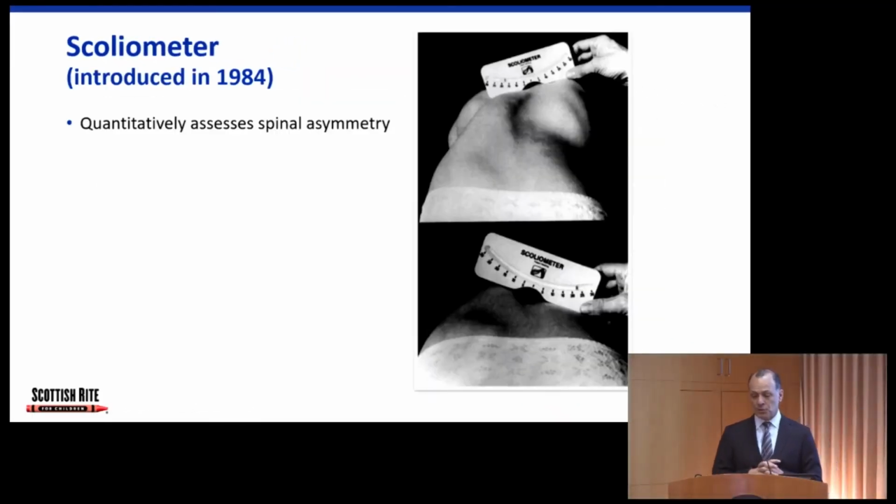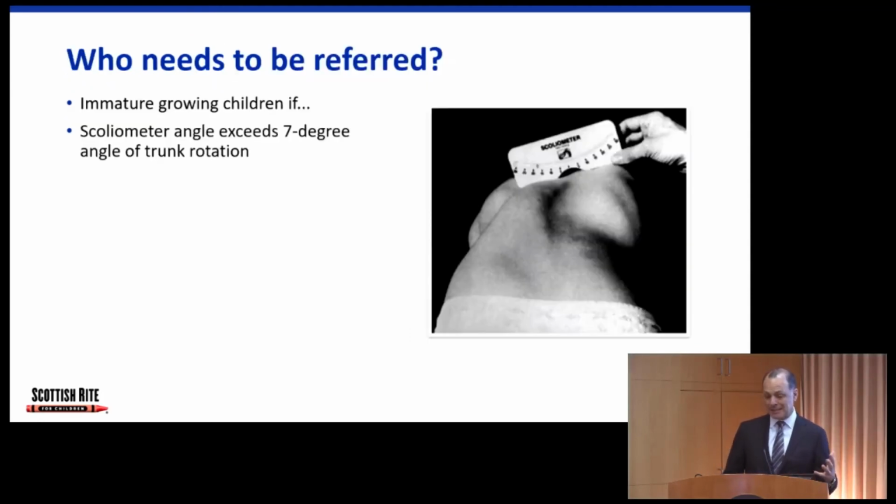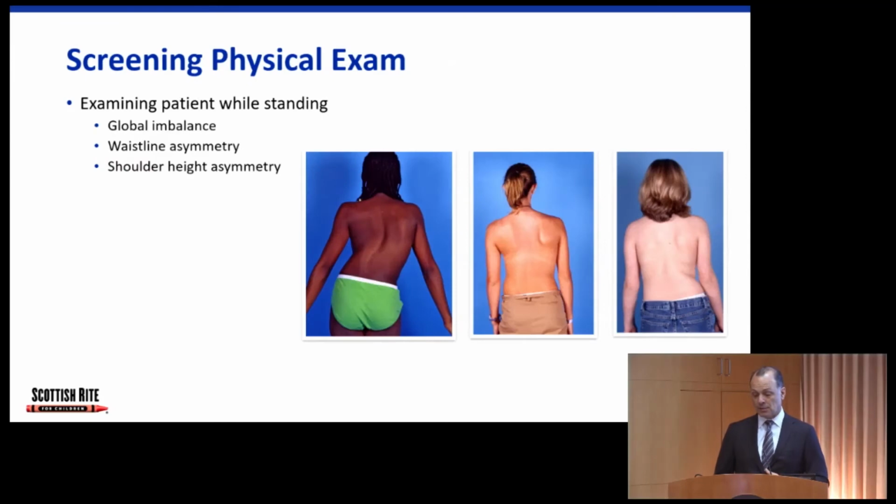So the scoliometer we talked about was introduced in 1984. It's really a quantitative way to measure the rotational aspect of scoliosis. And again, 7 degrees is the typical threshold for patients that we need to refer. So any child who's skeletally immature and has a 7-degree curve, we will have those patients referred here. Screening physical exam we talked about, so these are the many things that we look at.